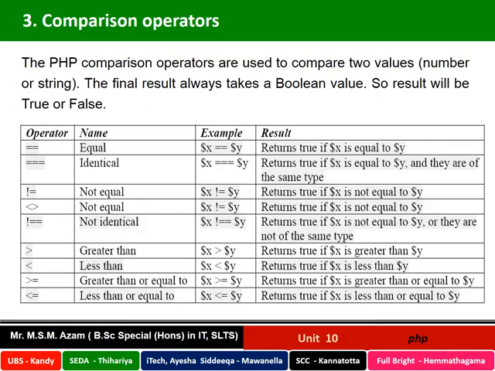Then going to talk about comparison operators. The PHP comparison operators are used to compare two values, that means numbers or strings. The final result of a comparison operator always takes a boolean value. So the result will be either true or false. There are 8 different comparison operators in PHP.